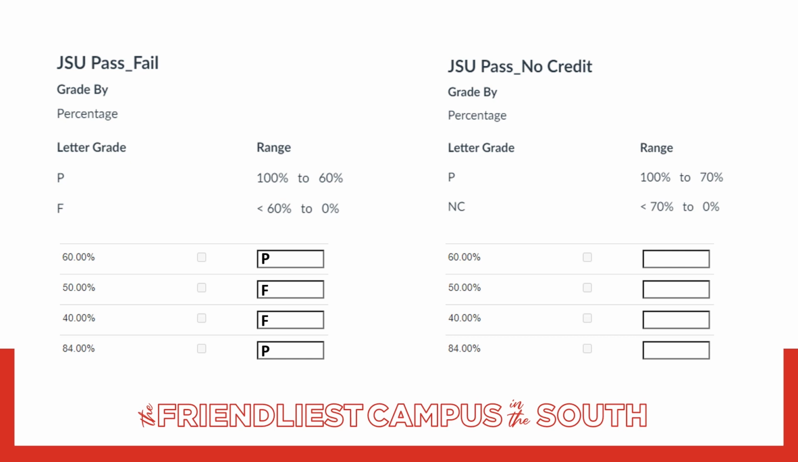Courses using the JSU Pass No Credit also have 2 permissible grades: P for numerical grades falling between the range of 70 to 100, or NC for numerical grades lower than 70. So a 60 in Grades to Banner would pre-populate an NC, 50 NC, 40 NC, and 84 as a P.